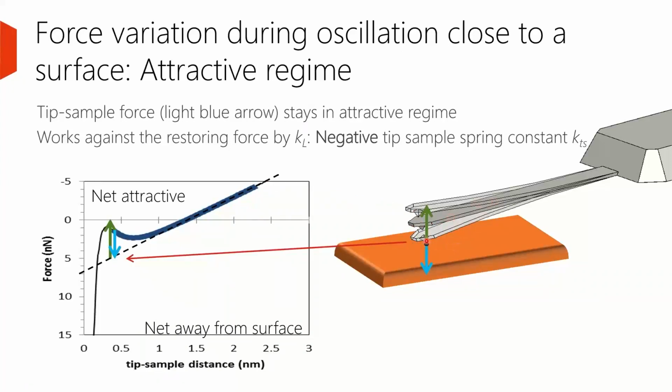But if I'm at the bottom side, several things can happen. Now if I'm close but not very close, I can be in the so-called attractive regime. In the attractive regime, when the cantilever is at its lowest position, the cantilever itself will try to pull itself back to the center position, but the sample is actually pulling in the opposite direction at the cantilever. It wants to pull it away. Since this is working against the spring constant, we call that a negative tip sample spring constant, a negative KTS.